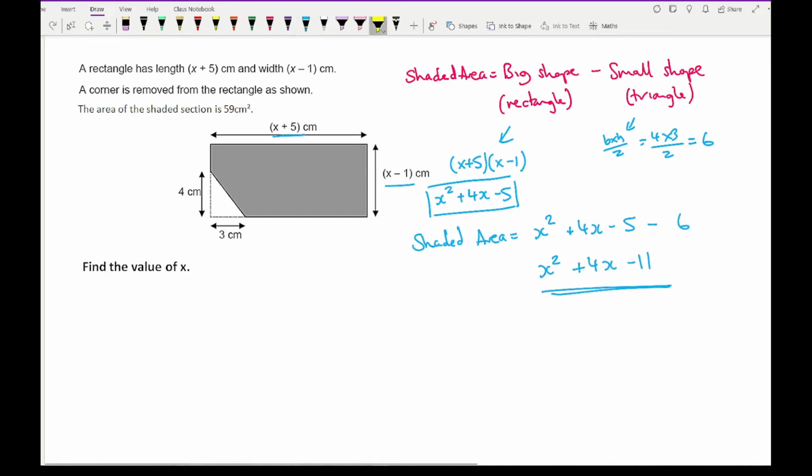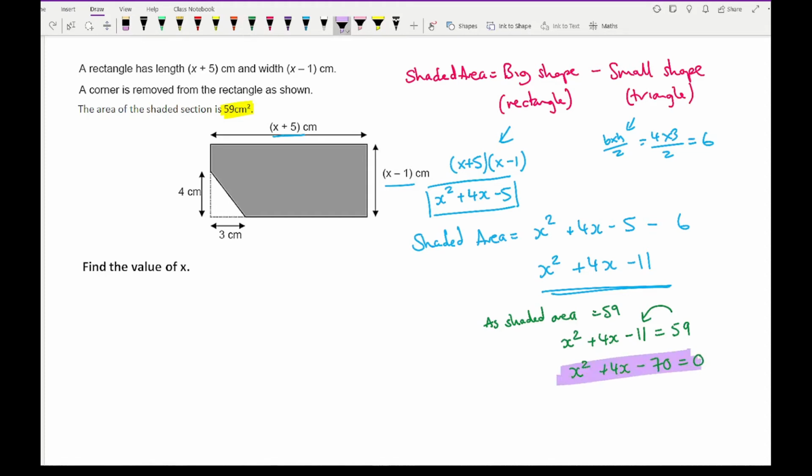Now it then tells me that the shaded area is 59, so what I've got to do now is make this equal to 59. As the shaded area equals 59, that means that x squared plus 4x minus 11 equals 59. But what I now want to do is make that into a quadratic by making it equal to 0. So I've got x squared plus 4x minus 70 equals 0. So now what I need to do is solve this quadratic equation.